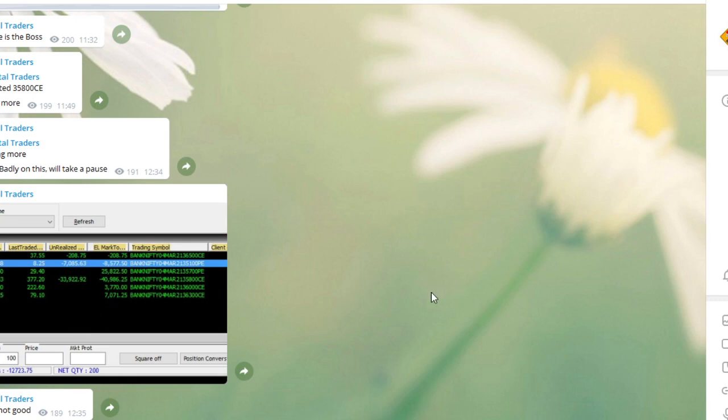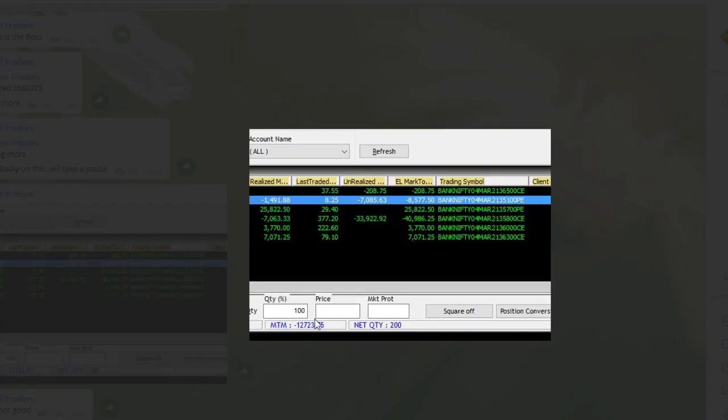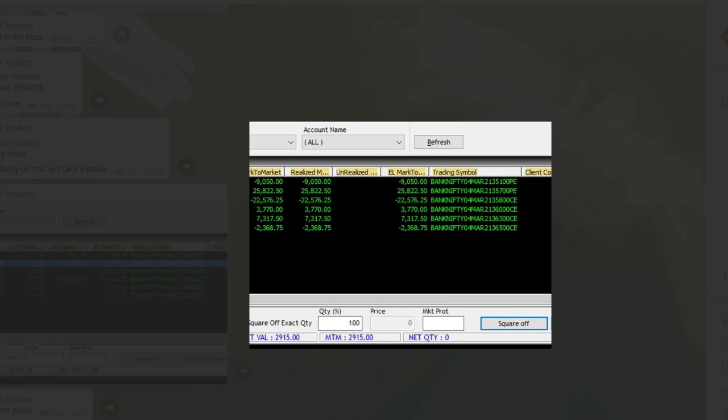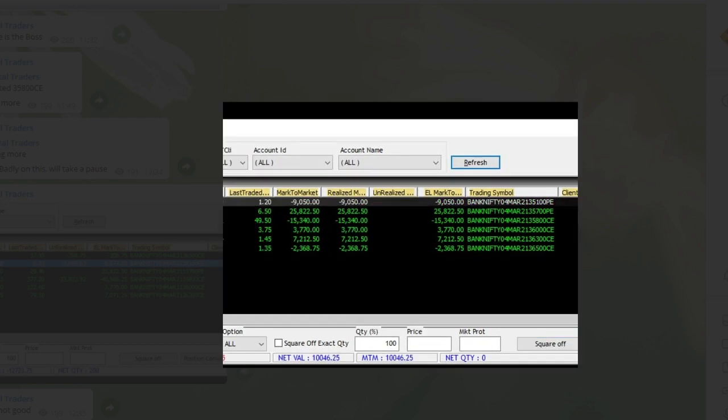So today we'll be talking about how I manage my trade. You can see this is my Telegram channel and in the morning we saw that my account was at -12,723. Then eventually, if you have seen on the channel, I pulled it down towards 1,000 negative and somehow was able to break even at around 3,000 rupees. By the time the market closed, I was able to net around 10,046 rupees profit.